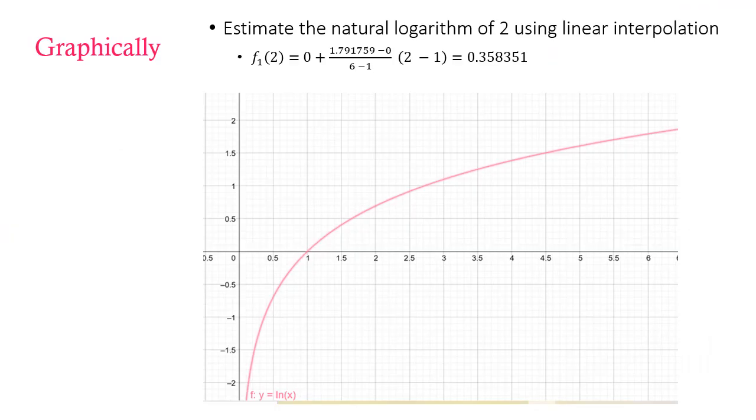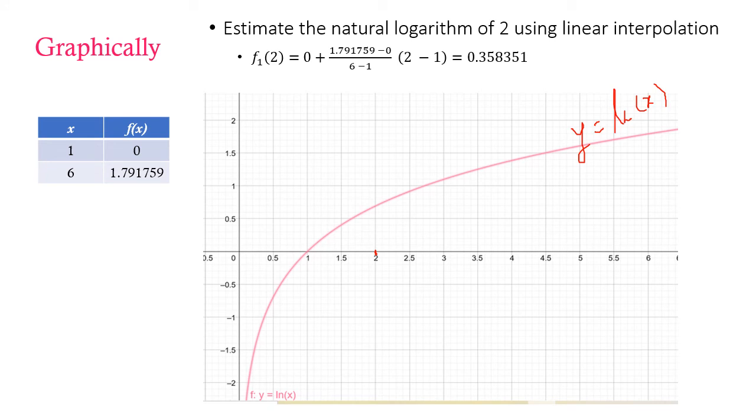how graphically we can solve the same problem, or what is the graphical interpretation of the problem, and in general linear interpolation. In this slide you can see a graph, and this graph is of the function y equals ln of x, and we have been asked to find out the value of this function at x equals 2, so at that point roughly, and we have used linear interpolation to do that.